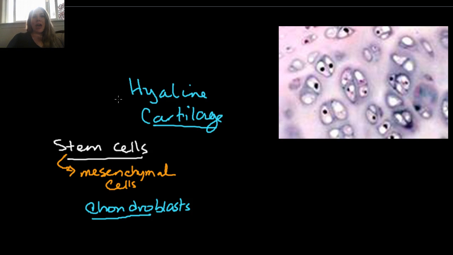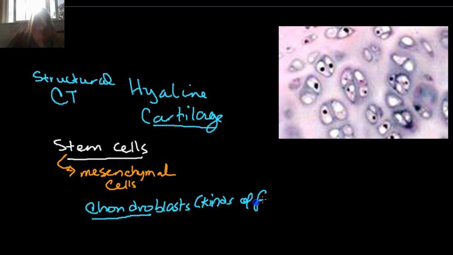Now, remember that cartilage is a type of connective tissue, and in fact, it's a type of structural connective tissue, along with bone being another type of structural connective tissue. So you have bone and you have cartilage, and really those start out as one and the same, because when our skeletons are developing, it's cartilage first and then it will become skeleton. So chondroblasts are actually kinds of fibroblasts.